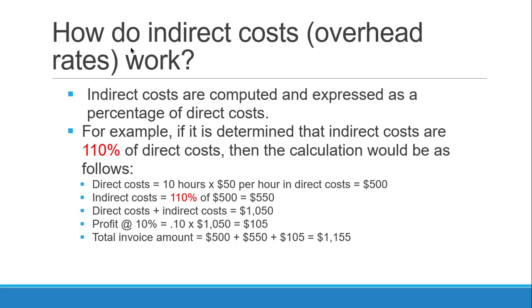Adding direct costs to indirect costs yields $1,050. Profit is then applied at 10% to $1,050, and that equals $105. So the total invoice amount for work that you would do on behalf of PennDOT would be $500 in direct costs, $550 in indirect costs, and $105 in profit for a total of $1,155.